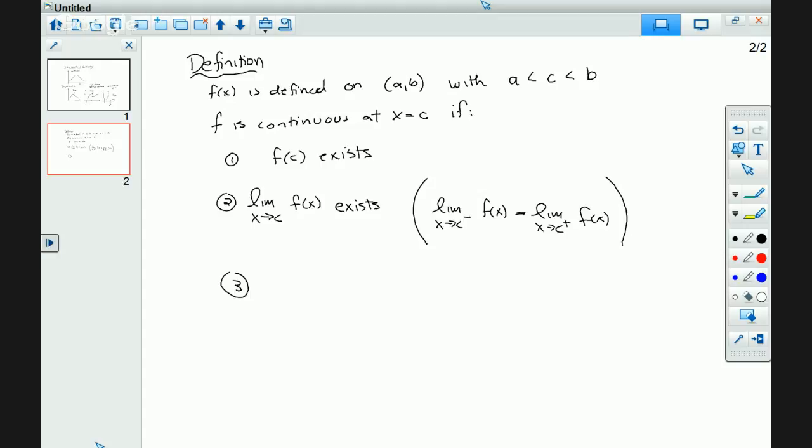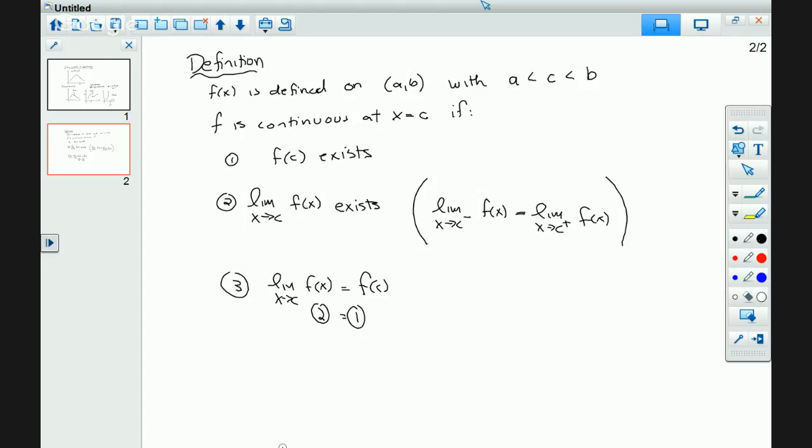This is the easy part. The limit as x approaches c of f of x equals f of c. Those two are equal, 2 equals 1. That's the easy part. If they match, you're good to go. You just say because this equals this, f is continuous at c.